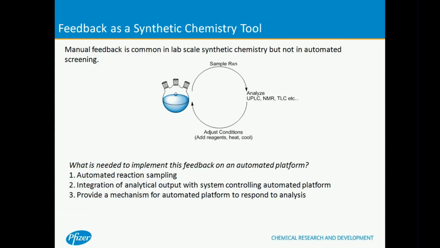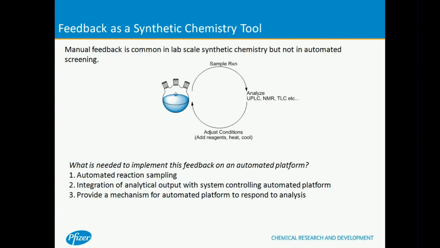Imagine you're running a reaction in a round bottom flask. You sample, you analyze by UPLC or maybe by TLC. And then depending on the results that you see, is it all converted to product? Is the reaction going very slow? You adjust the conditions. You add more reagents. You heat it up. You cool it down, depending on the reaction and the analysis that you saw. That's feedback. So the question is, what's needed to implement this kind of feedback on an automated platform?